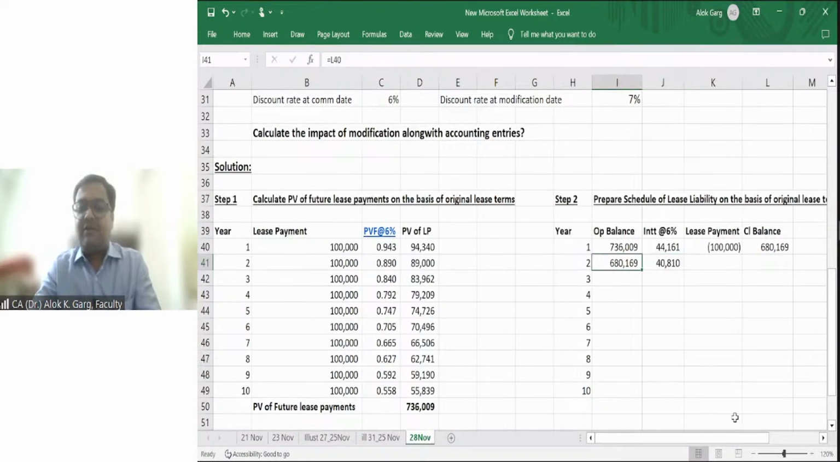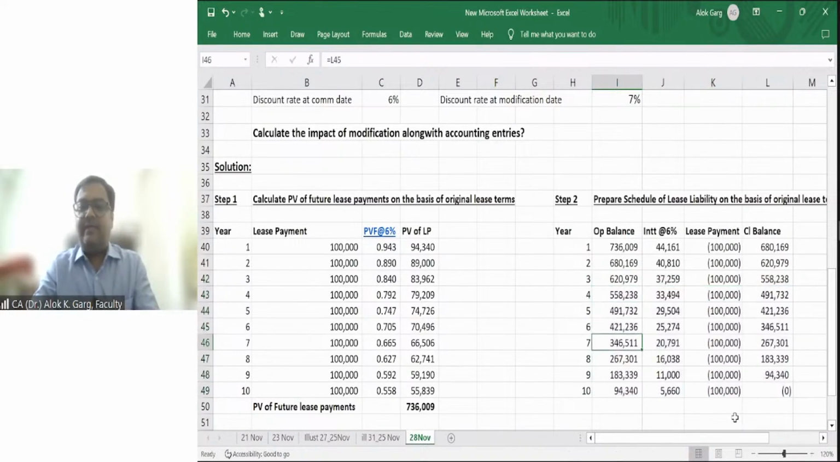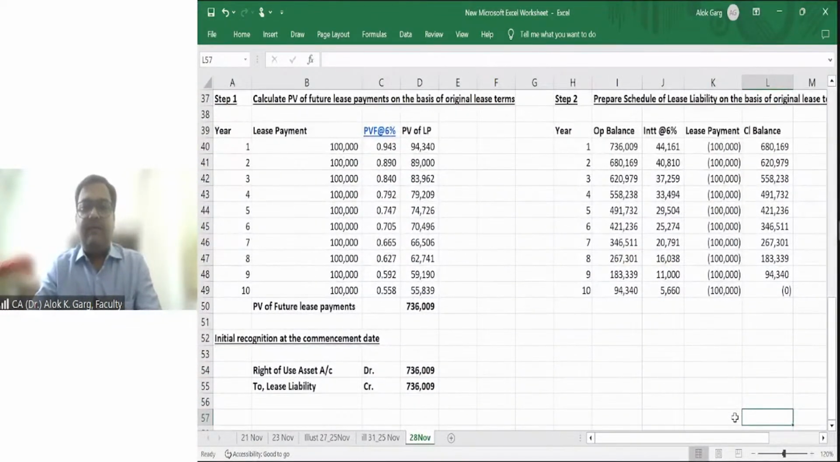This will be 6% of 680 interest cost. The lease liability payment is again 1 lakh rupees in year 2. Closing balance is 620, and this becomes the opening balance of year 3. And this is how this accounting needs to happen, right? And at the end of year 10, this liability will become zero, right? So I believe step number one and step number two are clear to all of you, right?